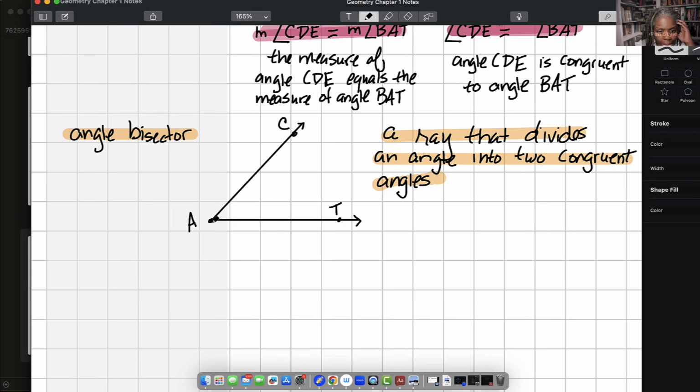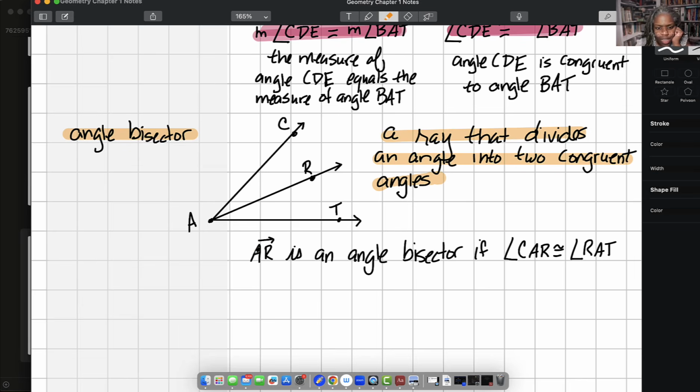If we were to take a ray that comes out from the same endpoint, and that ray is positioned such that it splits angle CAT into two congruent angles, let's call this ray AR. Then we now have angle CAR is congruent to angle RAT. If those two angles are congruent, then we can say that ray AR is an angle bisector because it broke the angle into two congruent angles. Does that make sense? All right. So again, AR is an angle bisector if angle CAR is congruent to angle RAT.